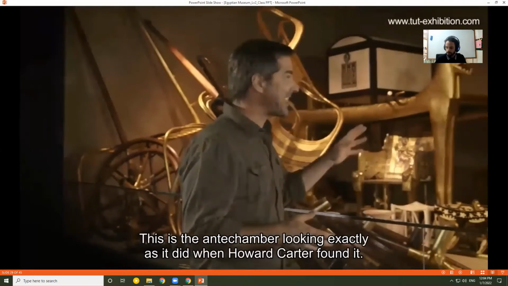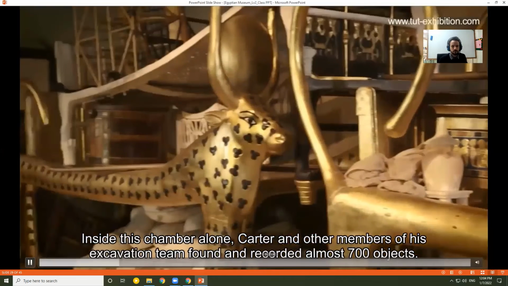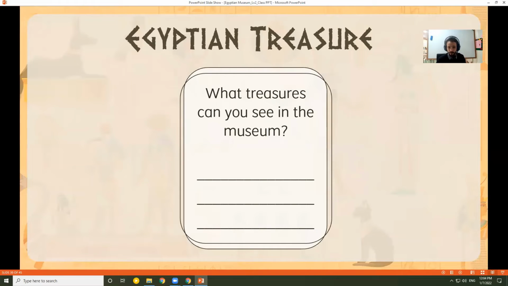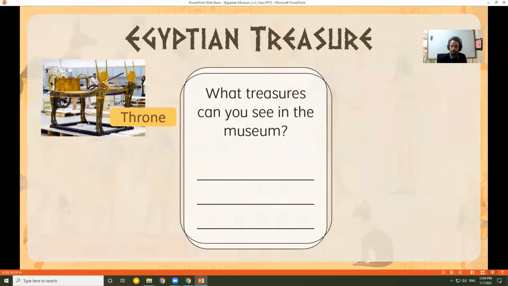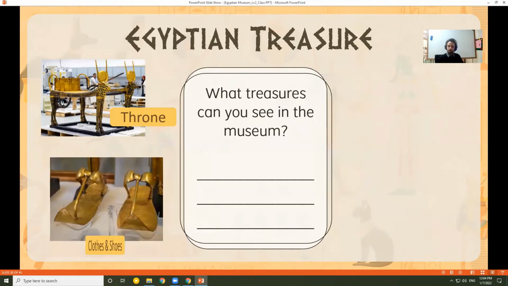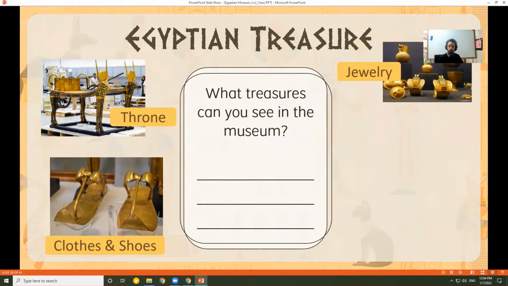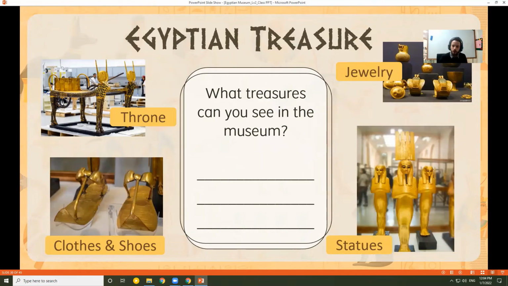This is the antechamber, looking exactly as it did when Howard Carter and other members of his excavation team found and recorded almost 700 different objects. So there are a lot of treasures in the museum. We can see thrones. A throne is like a fancy chair for a king, or in this case, maybe a pharaoh. Clothes and shoes. You have these very fancy sandals right here. Different jewelry. We saw King Tut wore a lot of fancy jewelry. And little statues like these. So all kinds of art, all kinds of accessories.